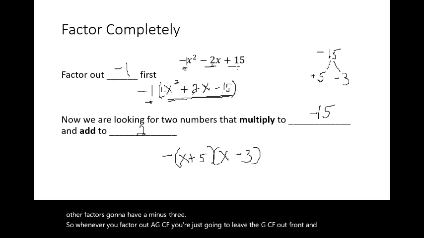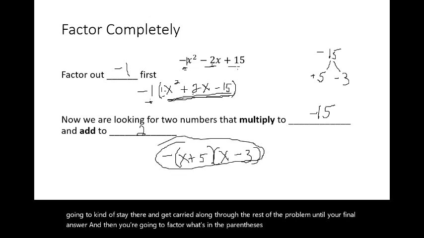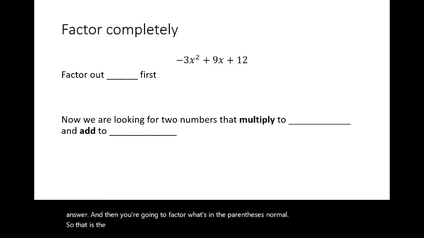just going to kind of stay there and get carried along through the rest of the problem until your final answer. And then you're going to factor what's in the parentheses like normal. So that is the general gist for factoring out GCFs first.